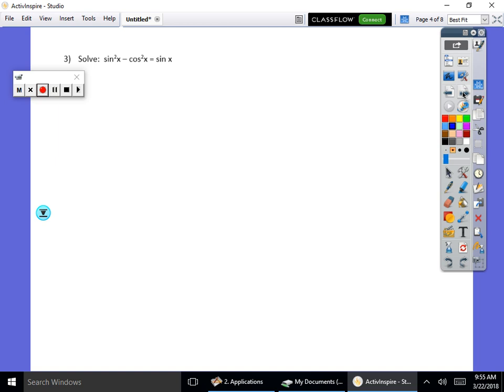First thing, is sine squared minus cosine squared a rule? Is it a rule? No, it's not one of our rules. So because it's not a rule and there's a squared, everybody has to move to one side so that the other side is 0. So I have sine squared x minus cosine squared x minus sine x equals 0. This doesn't work for me right now. Why not? What's the issue with the problem as it is?